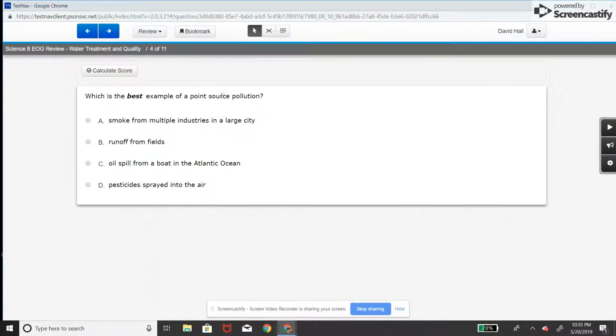What's the next example of point source? That means you can detect where it came from. Smoke from multiple industries. That's not one, that's multiple. Runoff from fields, that's non-point source. Pesticide sprayed in the air. An oil spill from a boat. This is something you specifically can see.